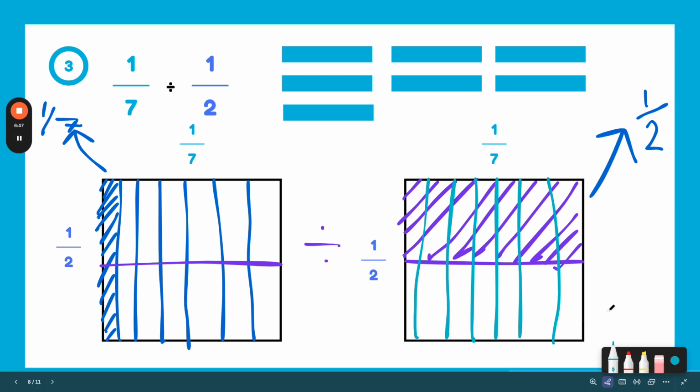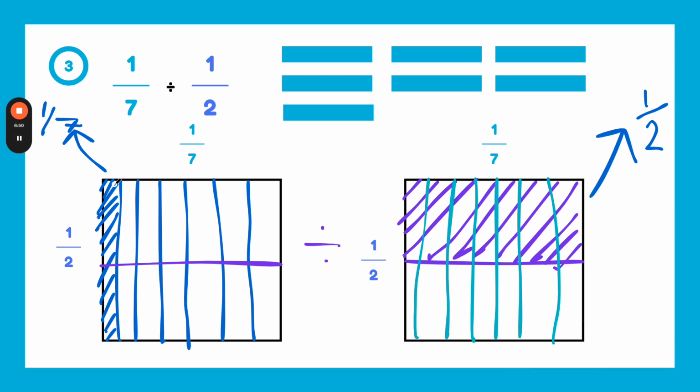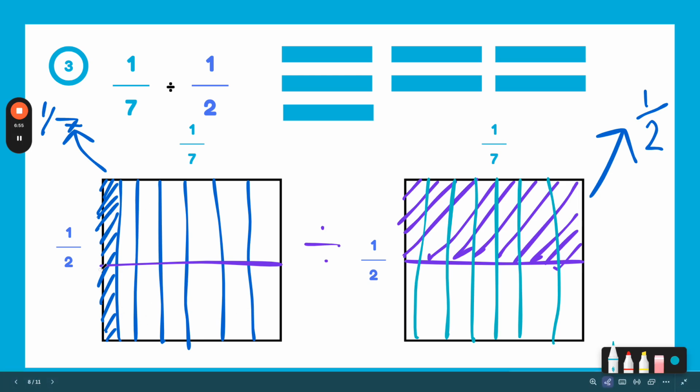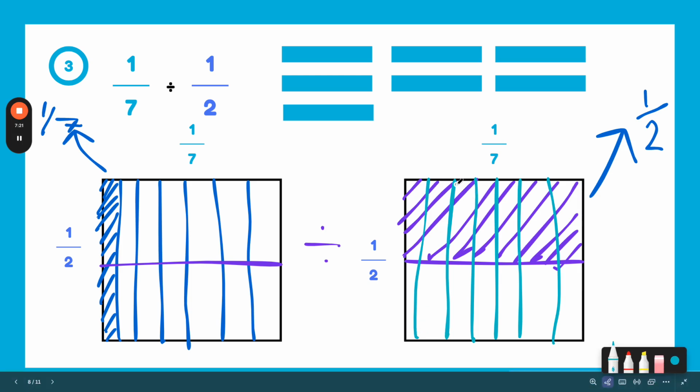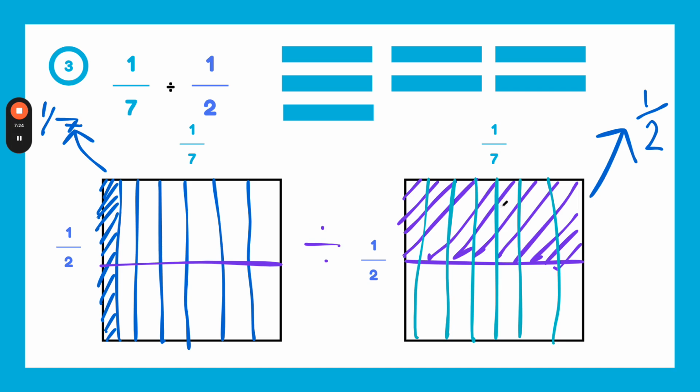Okay, so our first square represents 1 over 7. We split the square into 7 and shaded one of the pieces, and then we split the square again into half to show our half. Then this square shows us a half because we first split the square into two, shaded one of the halves, and then from there we split the square into 7 pieces vertically to show our 1 over 7 quantity.